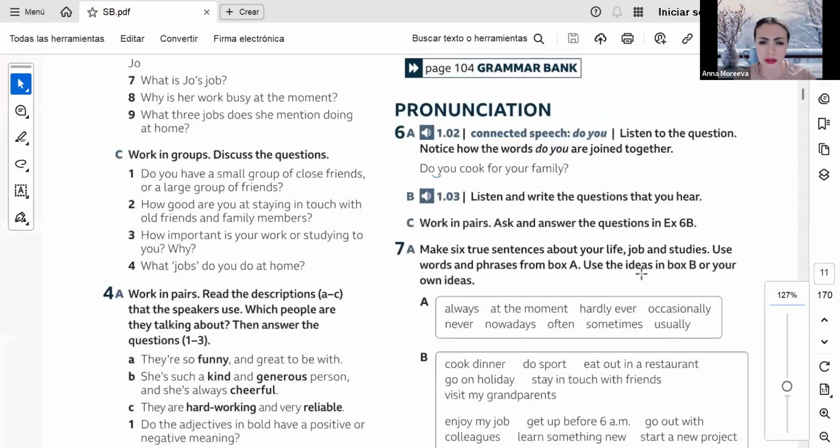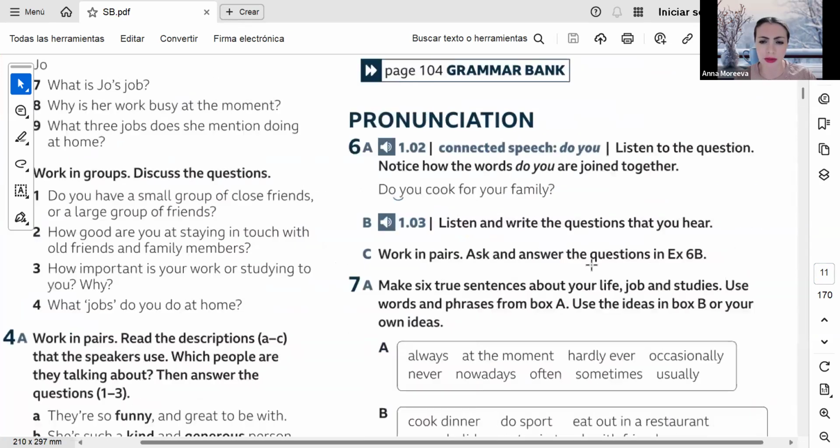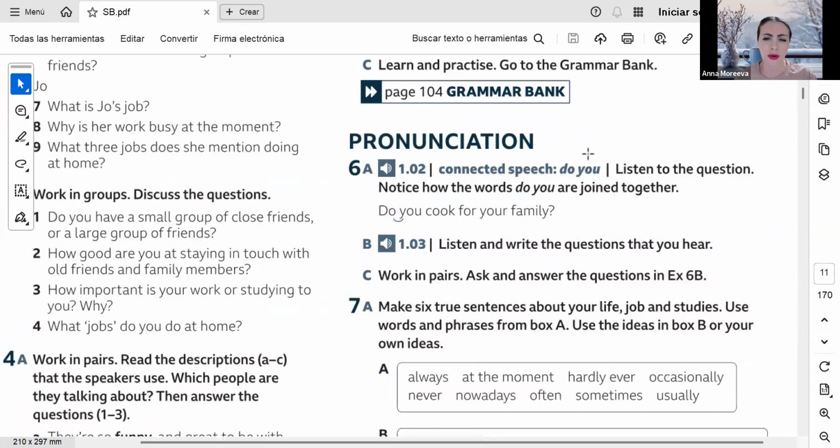Let's work on the pronunciation. Here we will practice the expression "do you." When we speak fast, it sounds like a link here. So we say "do you." Do you cook for your family? Let's listen, and everything you listen to, you repeat. Audio 1.02.